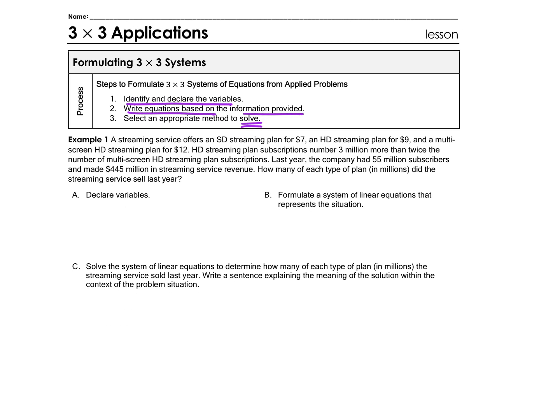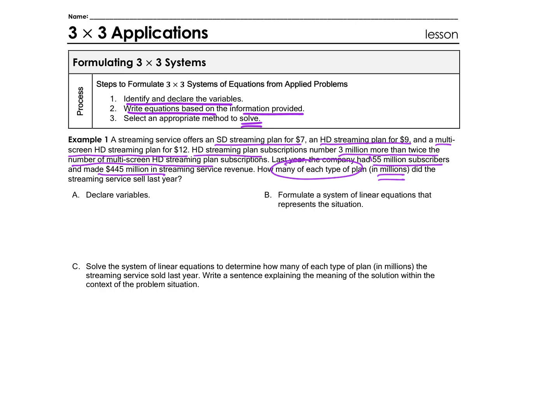Okay? All right, so a streaming service offers an SD streaming plan for $7, an HD streaming plan for $9, and a multi-screen HD streaming plan for $12. The HD streaming plan subscriptions are 3 million more than twice the number of multi-screen HD streaming plan subscriptions. Last year, the company had 55 million subscribers and made $445 million in streaming service revenue. How many of each type of plan, in millions, did the streaming service sell last year?